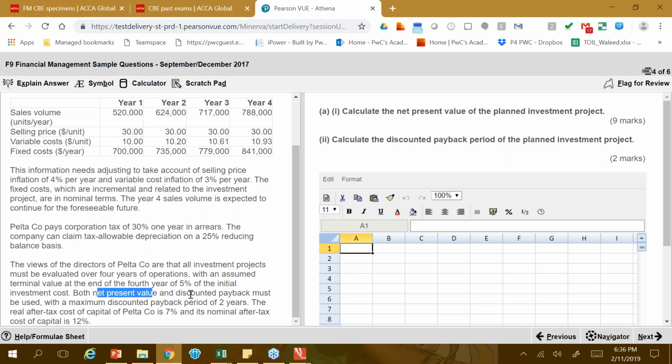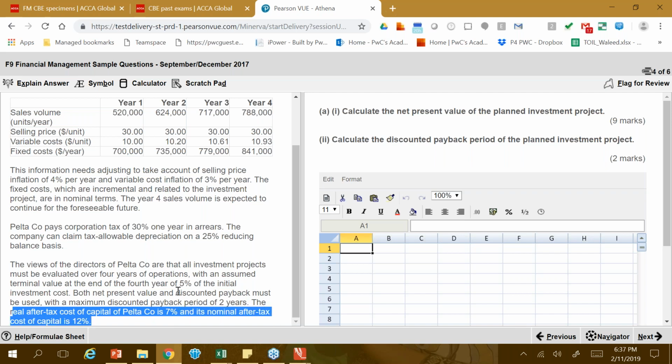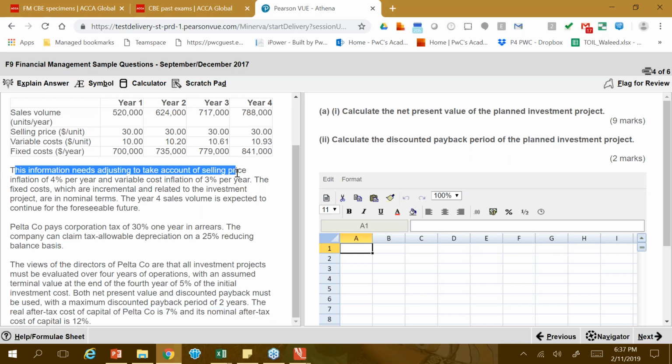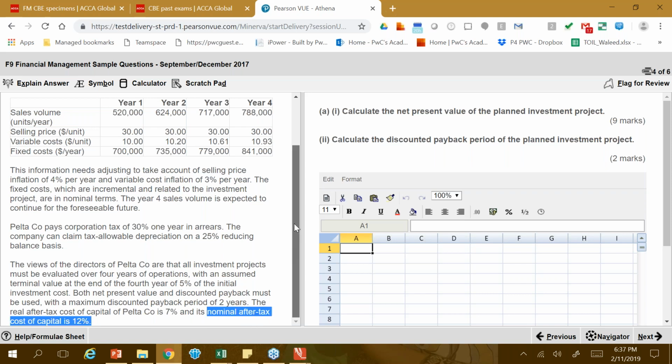Both NPV and discounted payback must be used. So we have to use both methods, but in part A1, we're just using NPV. With a maximum discounted payback period of 2 years, we'll see this later in the next part. The real after-tax cost of capital is 7%, and the nominal after-tax cost of capital is 12%. Now, again, the question is, should we use real? Should we use nominal? Well, we'll use nominal because the examining team asked us to inflate the information. If I'm using the inflated information, which is nominal information, then I need the nominal discount rate, which is 12% again. So this is the scenario.